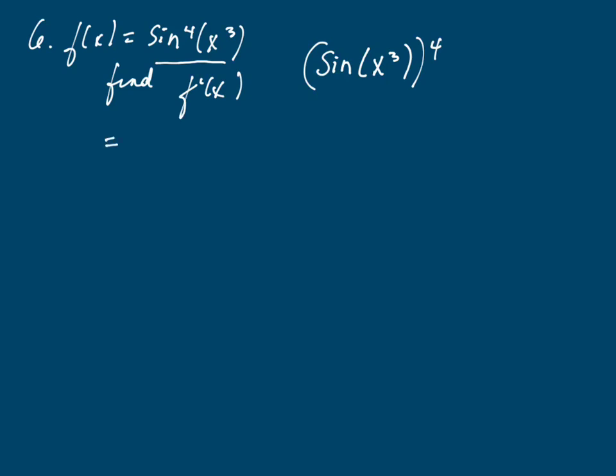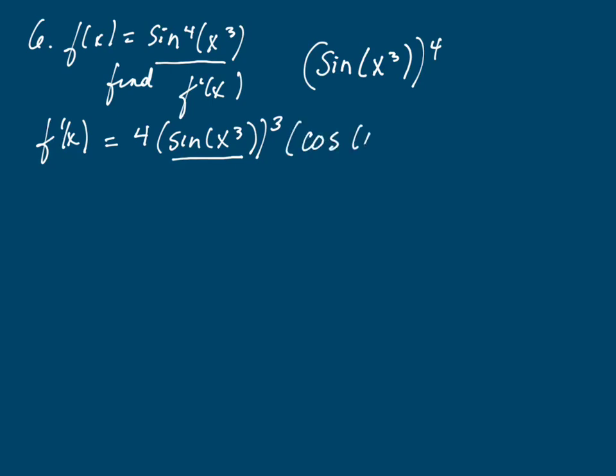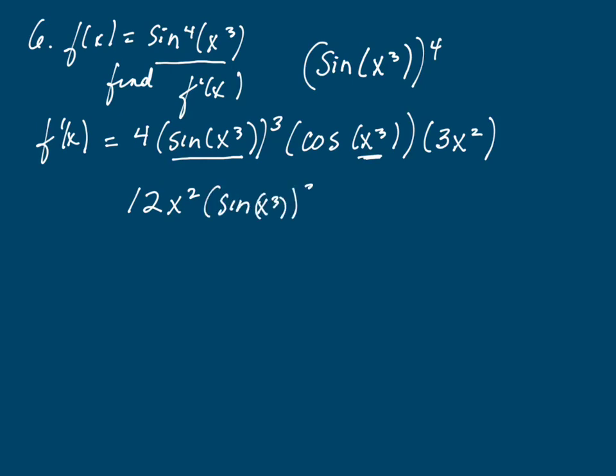So f prime of x would be equal to 4 sine of x cubed to the 3rd. That would be the first. Now then you take the derivative of sine x cubed, which would be cosine of x cubed, and then you take the derivative of x cubed, which would be 3x squared. So you're left with 12x squared sine x cubed, quantity cubed.